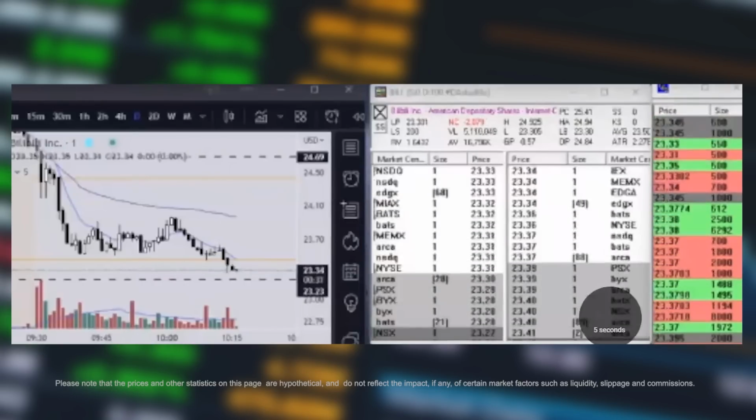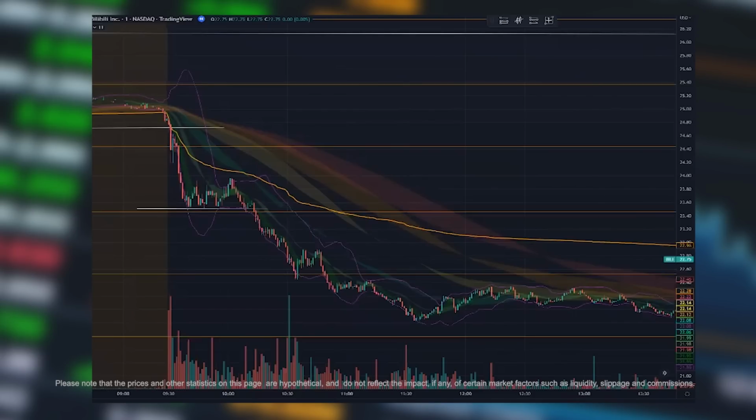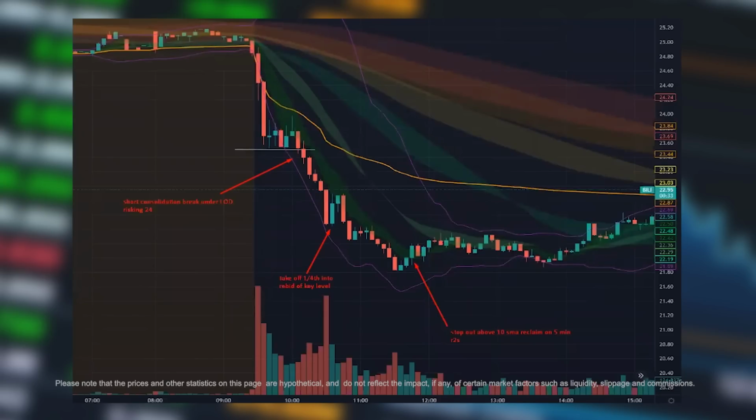Let's fast forward. Show us that chart. Yeah, so we have a move basically from 10:10 to 10:30. That's pretty much where my target was. And once it gets below there, it has a pretty steep down move.